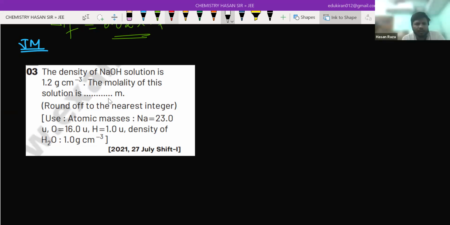You can see, first of all, the density of the solution is this much. The molality of this solution is to be rounded off to the nearest integer. Atomic mass of all the atoms are given and density of water is also given. We need to calculate the molality of this solution. So you know that for molality, the formula is number of moles of solute upon mass of solvent in kg. Yes or no? There is nothing given about the solvent.